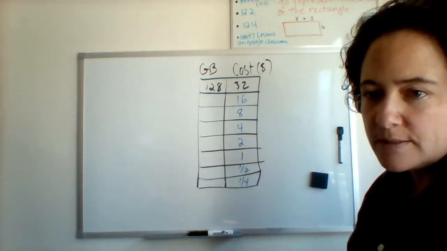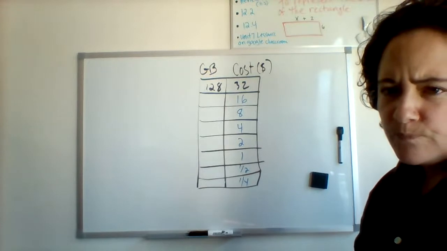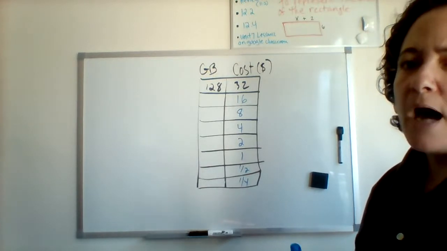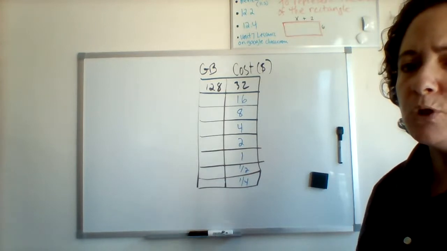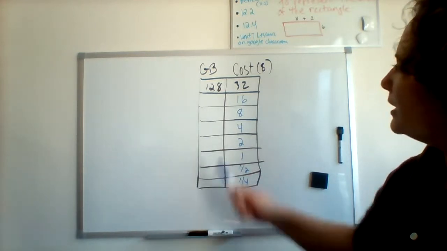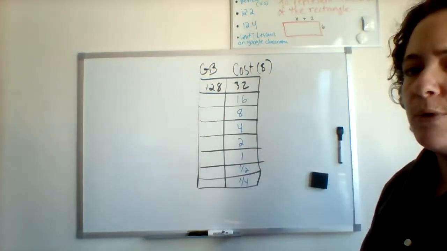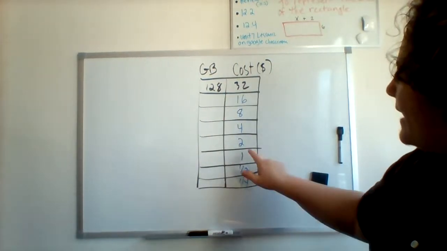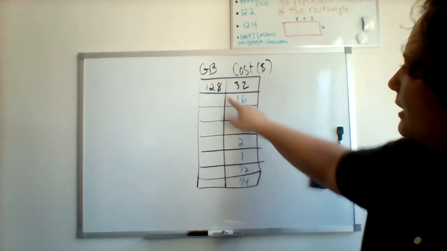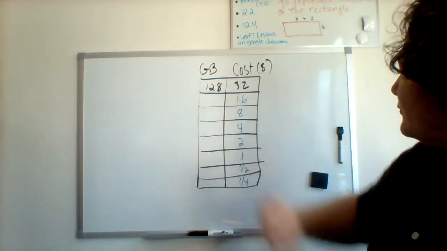Oh, Kareem joined us? Hey, Kareem. He got 4 gigabytes for $1, but we're looking for the opposite. We're looking for how much for 1 gigabyte, and we don't have that information. Right now, we have how much for $1. Let's continue. Cut that in half for me.